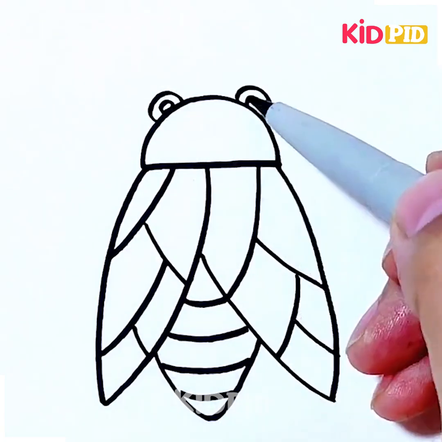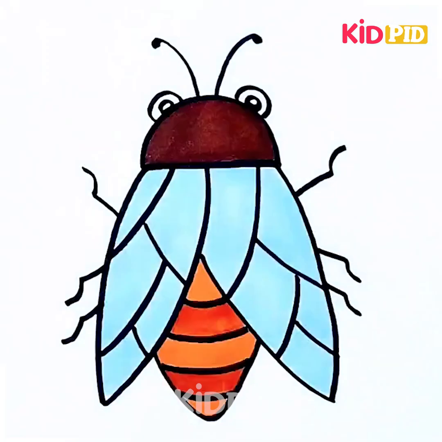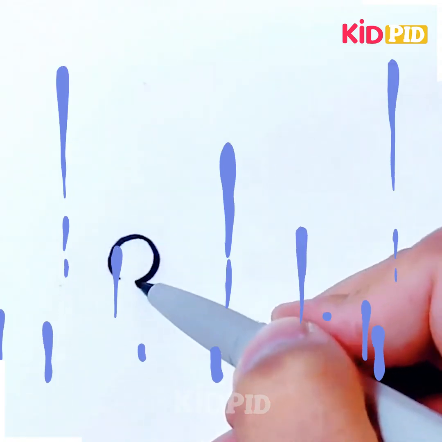Don't forget to make the antennae, and the eyes are made bulging outwards. Definitely give this one a try. Let's now move further, and try to make a beautiful butterfly.